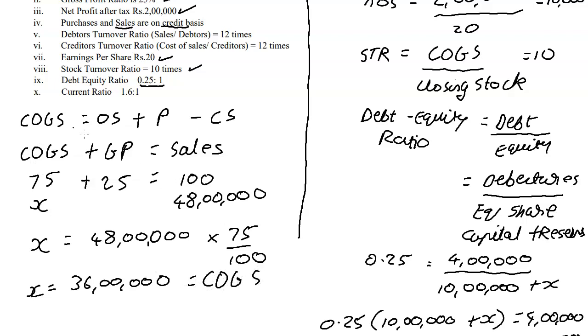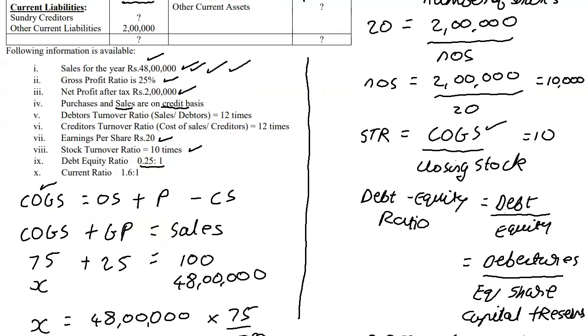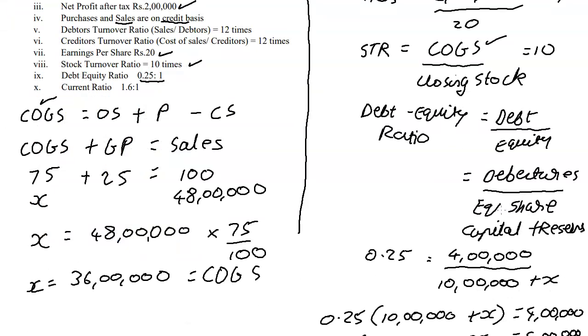So now, am I in a position to use this? Do I have enough data? We have the stock turnover ratio as cost of goods sold upon closing stock, which is equal to 10. I now have the value for cost of goods sold, so we will be able to isolate the value of closing stock.